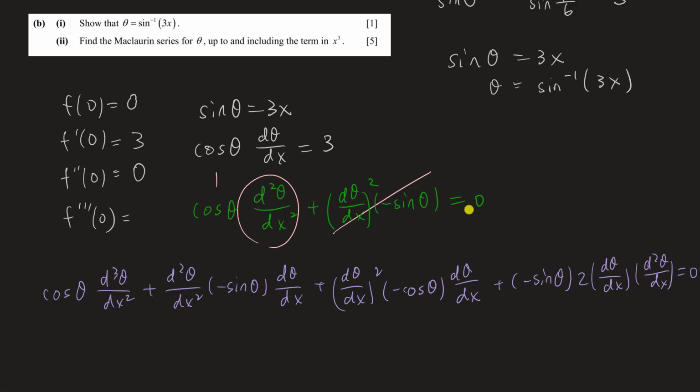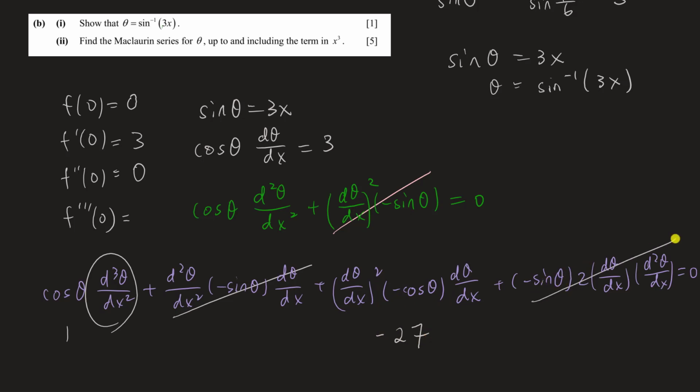And next, the last and final stage, here, this will be 1. This is the one we want to find. This will give us 0, so this is redundant. This will give us 3 square. This is also 3, so this is 27. This is negative 27. This is sine theta, so this thing is gone as well. So 1 times d3 theta dx, sorry, this is a cube, would give us 27.